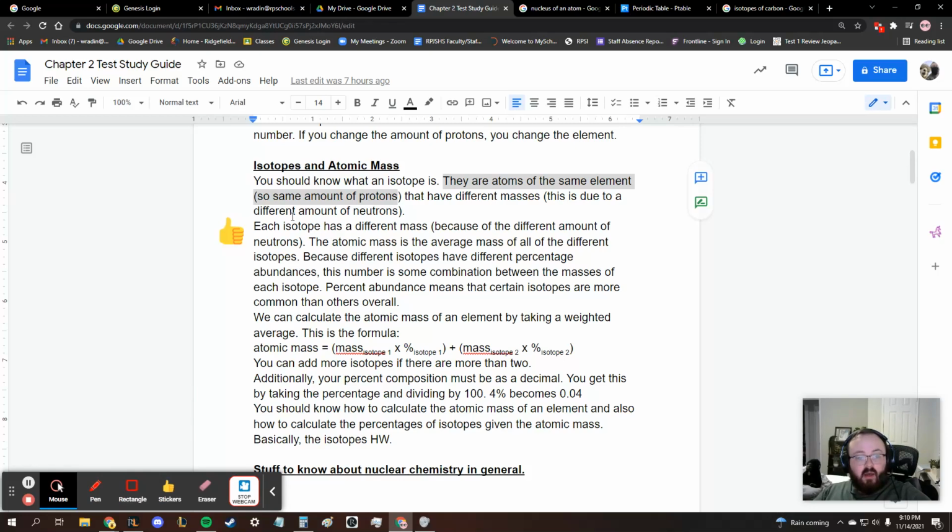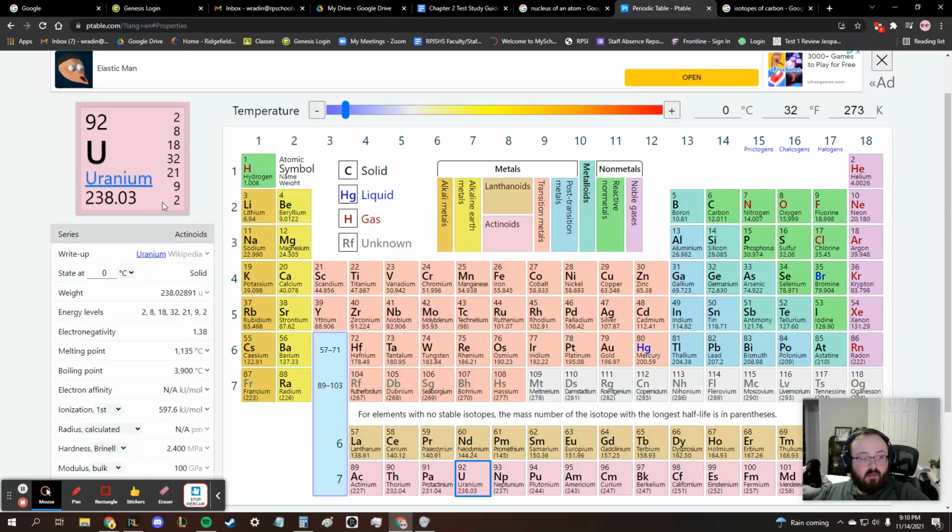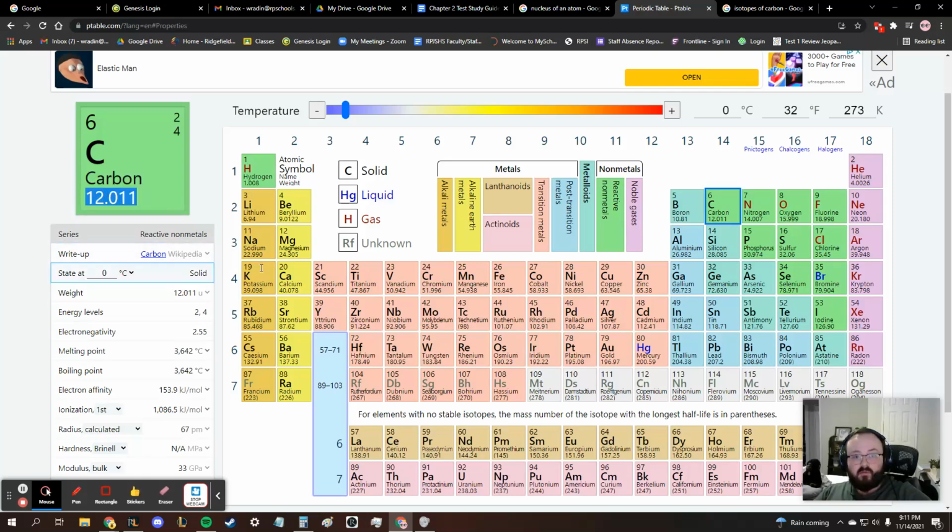Gotta know that. Isotopes have a different mass. The atomic mass. Go back to your periodic table. What you see here, 238.03, that is the average mass of all of the different isotopes combined. However, for example, carbon is just a little bit over 12.